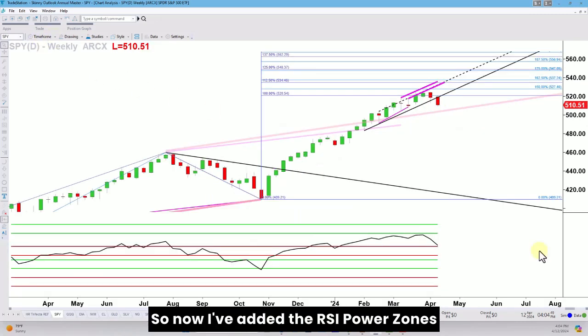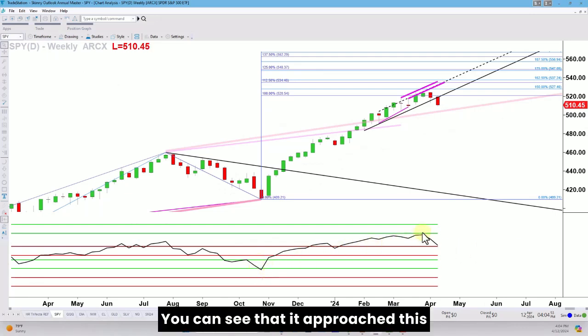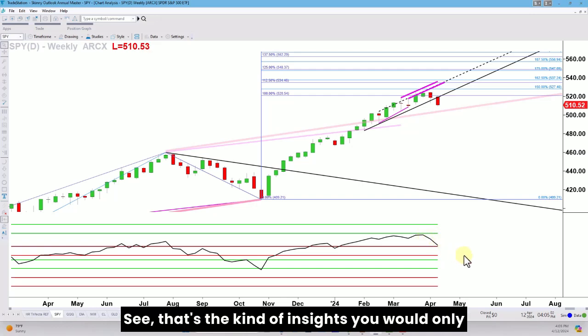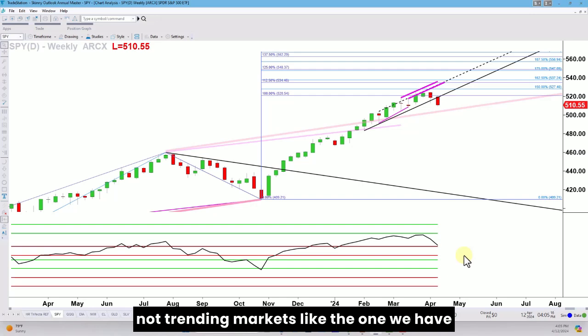So now I've added the RSI Power Zones indicator to the weekly chart, and check this out. You can see that it approached this upper green zone. That's the bull resistance power zone and skimmed away from it. See, that's the kind of insights you would only have using the RSI Power Zones, not the regular standard RSI that Mr. Wells Wilder made in 1978. That's a beautiful indicator, but it was originally designed for sideways and ranging markets, not trending markets like the one we have here so far this year, guys.